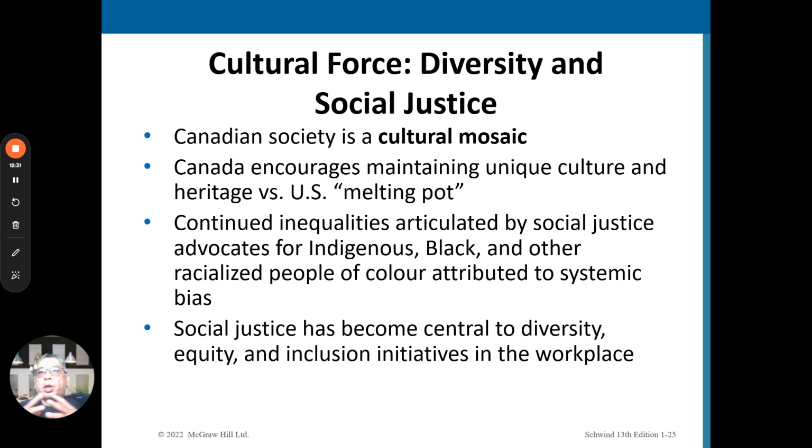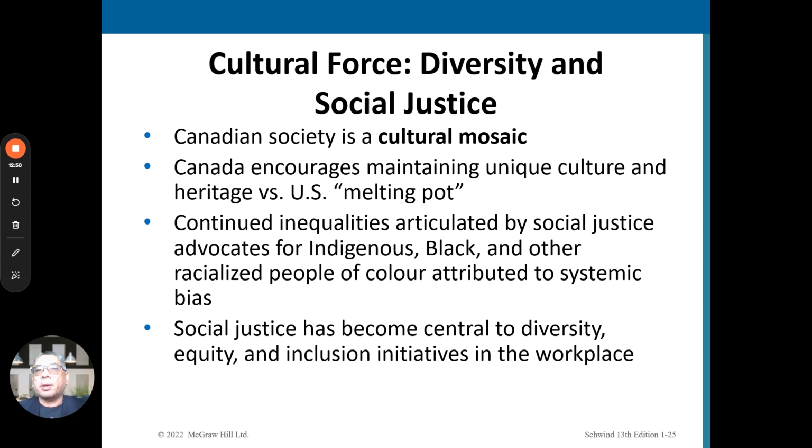is maintain unique culture and heritage. For example, people from a Southeast Asian nation, let's say Vietnam, maintain their heritage. People from Japan, the same story, maintain their heritage. Or India, same, maintain heritage here. And the US takes a different approach, which is more of a melting pot.